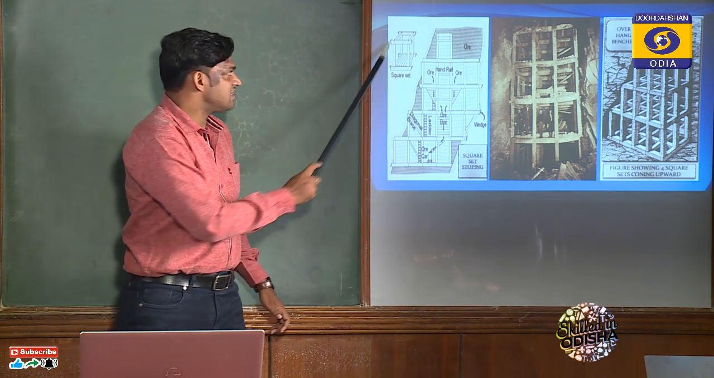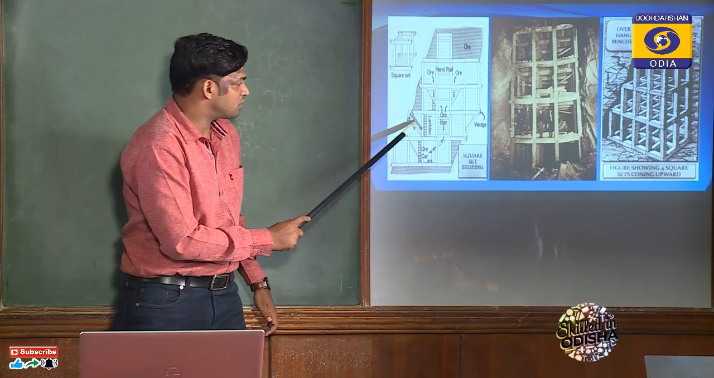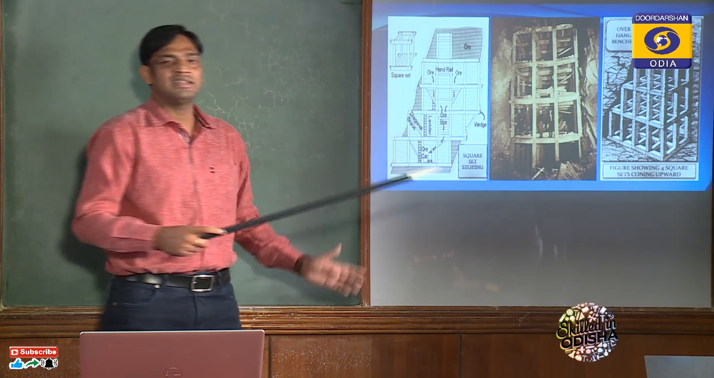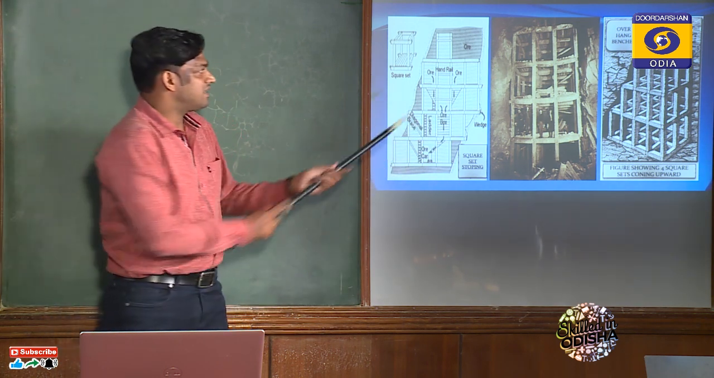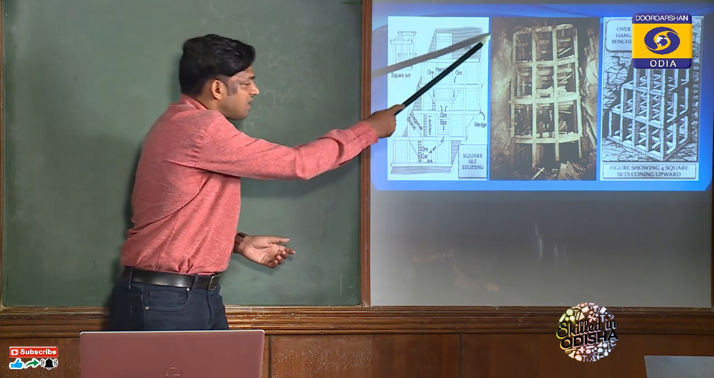So this is actually a square set. This is 1 square set, 2, 3, 4 square sets. At the bottom here also 1, 2, 3, 4. That may be 5, that may be 6. That depends upon the inclination of the ore body. This is actually the ore body.